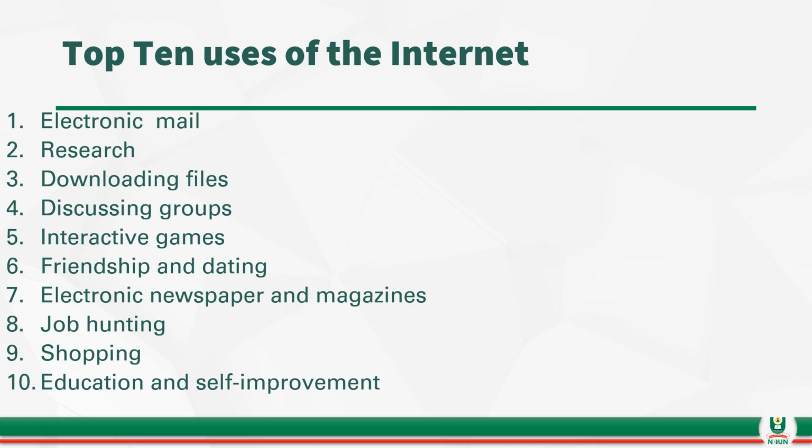The seventh one is electronic newspaper and magazines. Instead of buying the hard copy newspaper and magazines on a daily basis, some people are very used to reading newspapers online. They can only do that with the aid of the internet.